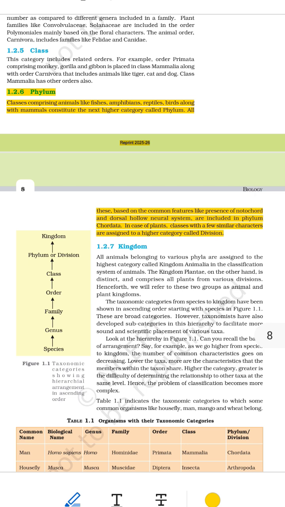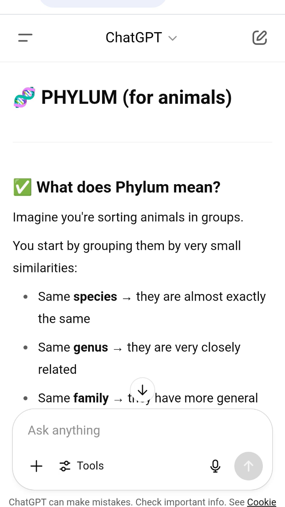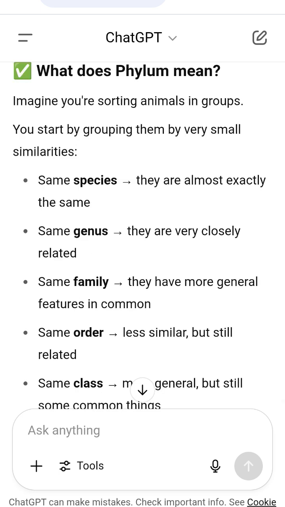Division for plants. What is a division? In plants, scientists use the word division instead of phylum. So, in animals, we say phylum. In plants, we say division. But both mean the same thing, a very big group of living things that share some deep basic features.